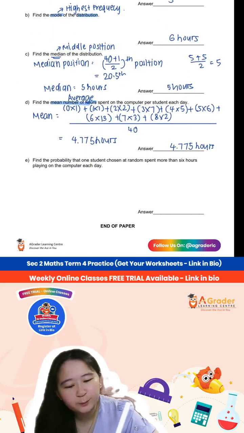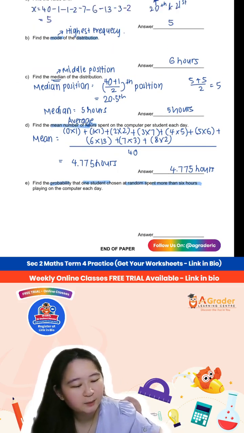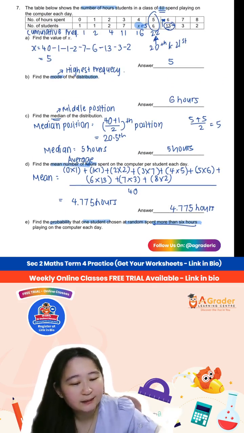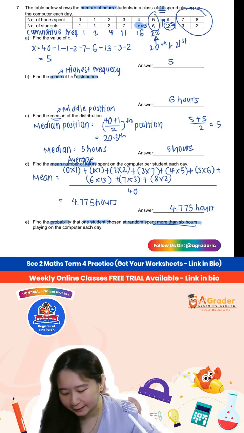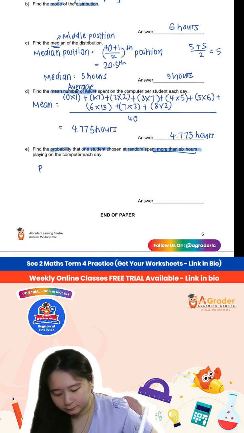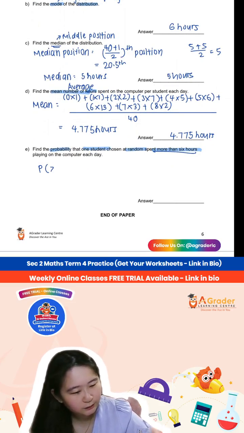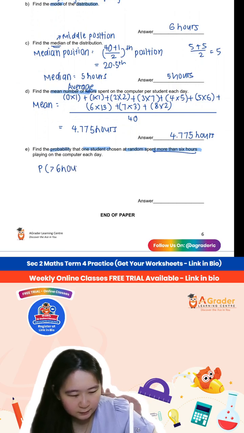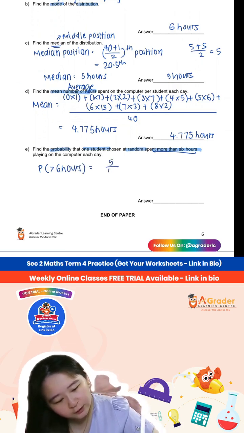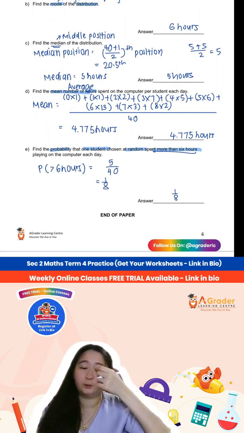Okay, find the probability that one student chosen at random spend more than 6 hours playing on computer each day. So how many of them spend more than 6 hours? More than 6 hours means I'm looking at 7 hours and 8 hours only. So 3 plus 2, 5 people. So probability that one student chosen spend more than 6 hours, 5 of them out of a total of 40 people. So it will be 1 out of 8.